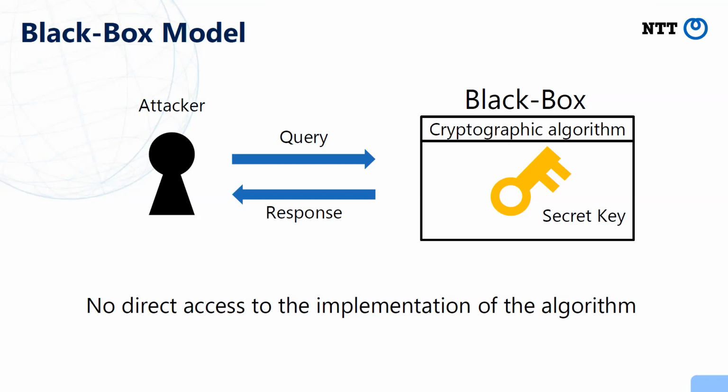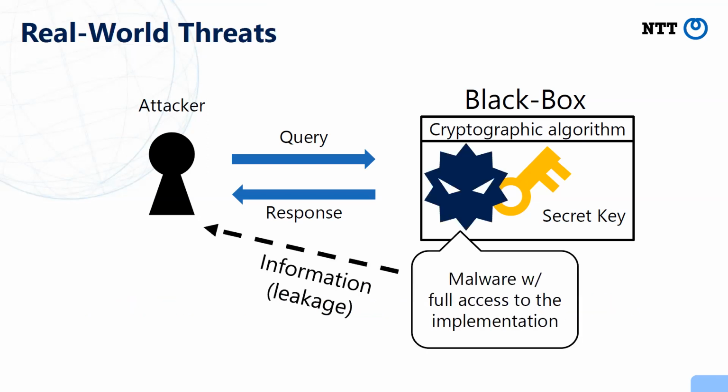But in the real world, sometimes we have problems with this black box model. There may exist a kind of malware, and this malware may intrude into a personal computer or server where the cryptographic algorithm is implemented. In such a situation, security results shown in the black box model guarantee no security, because this malware may leak some information about the implementation to the attacker. So this is the real world.